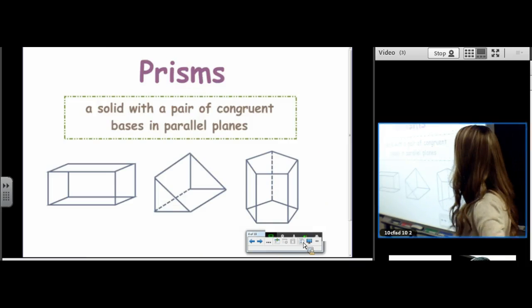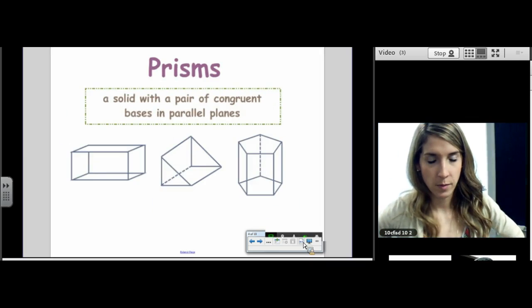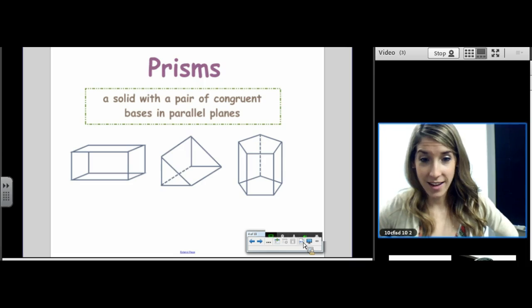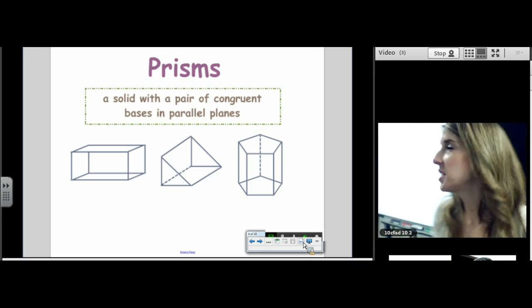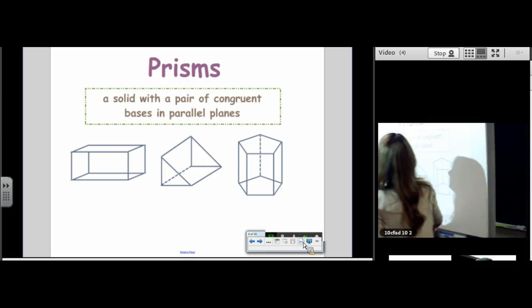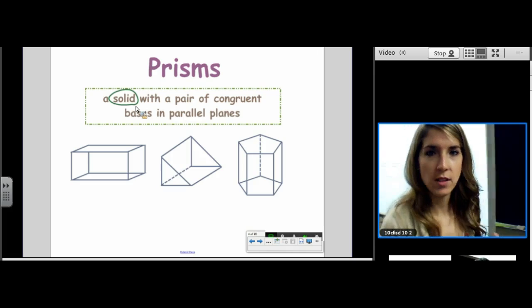Write this down. This is a definition of a prism. There's a lot of good words in this definition. A prism is a solid with a pair of congruent bases in parallel planes. Write every word down. Let's talk about each of these words. First, it's a solid. That's the unit that we're in. We're in 3D solids. It's called the solids unit.